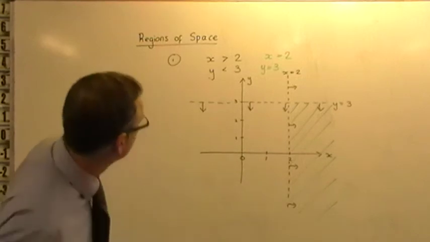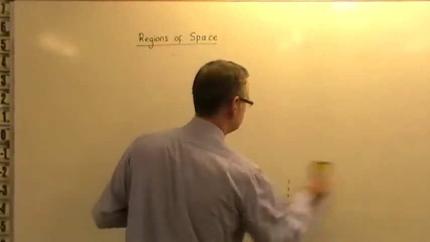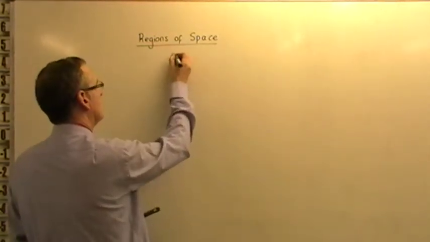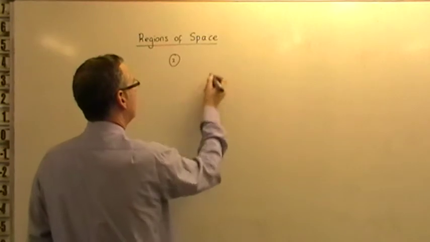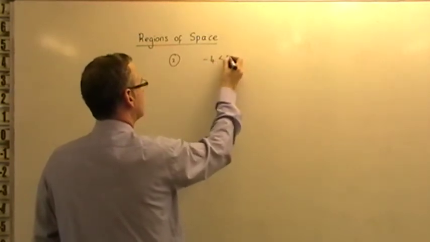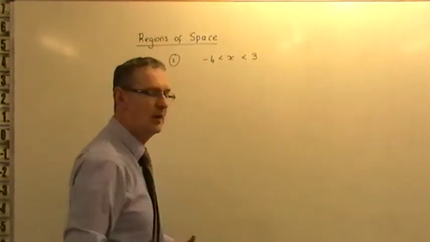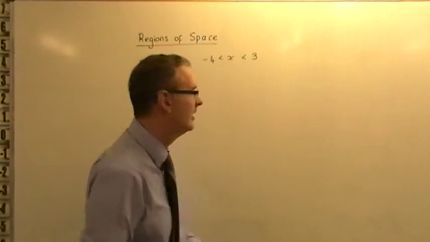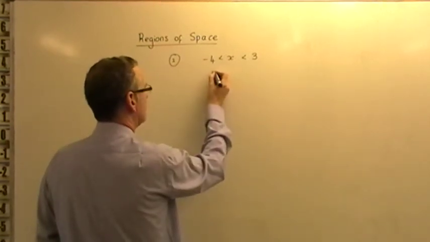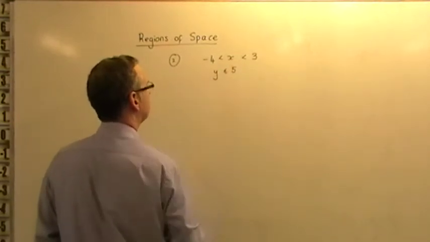So if I make some space and put down number 2, let's have a look at a more difficult example. This one here, I'm going to say that -4 is less than x, which in turn is less than 3. That's one description of an inequality. And this one is followed by a second inequality which says y is less than or equal to 5.